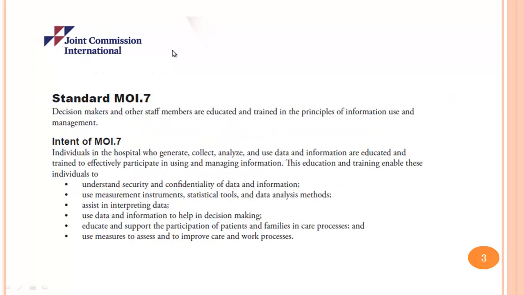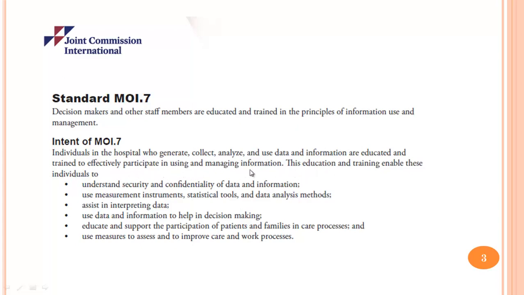Now we'll see what the JCI requirement is. JCI standard MOI 7 requires that decision makers and other staff members are educated and trained in principles of information use and management. Intent of MOI 7: individuals in the hospital who generate, collect, analyze and use data and information are educated and trained to effectively participate in using and managing information.